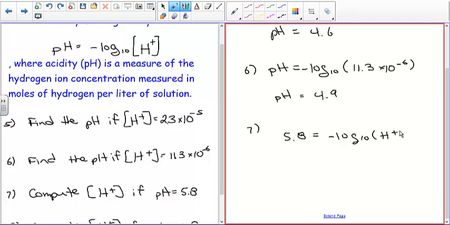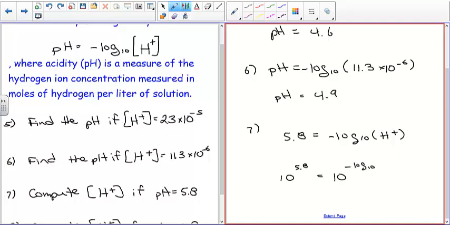So what we're doing is solving for this hydrogen ion concentration. To do this, we make the exponent on both sides, exponent with e being, well, actually, we need to have 10, not e, because it's log base 10. So we're going to have 10 to the 5.8 power is equal to 10 to the negative log base 10.